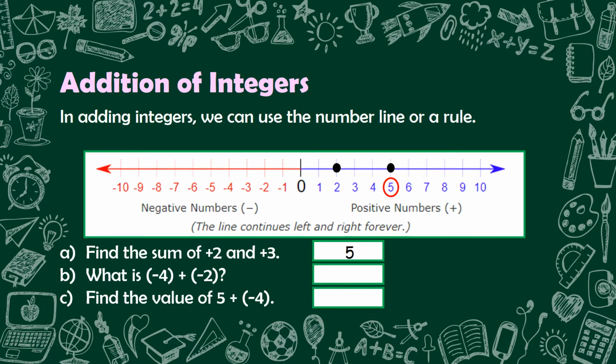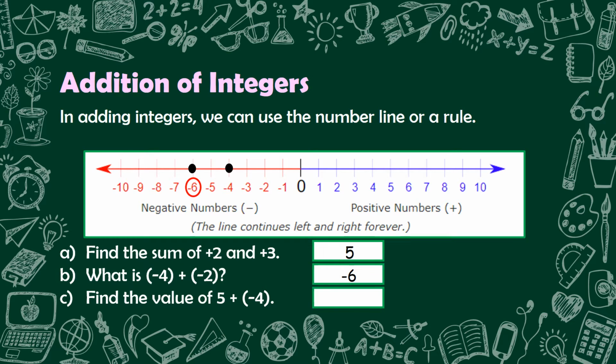Letter B. What is negative 4 plus negative 2? So negative, we will have the movement to the left. So we have negative 4, then another negative 2, so another 2 movements to the left, we will arrive at negative 6. So our answer for negative 4 plus negative 2 is equal to negative 6.